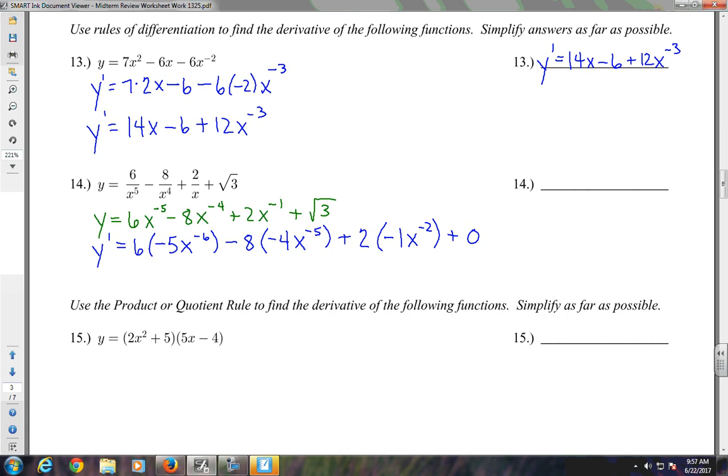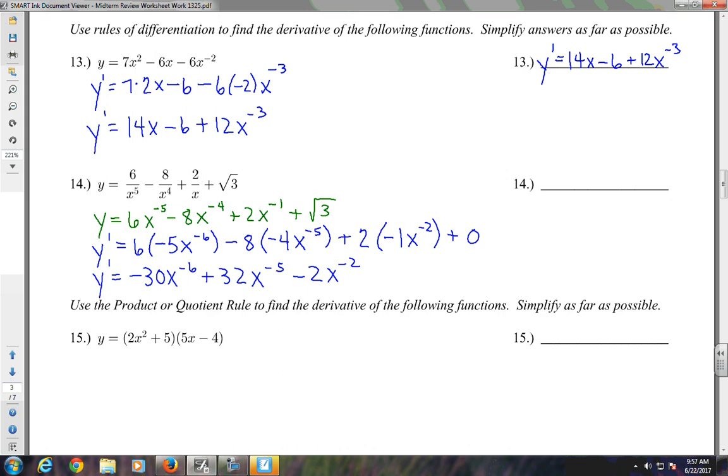Now, let's simplify our derivative on the next step. We're really just going to go through and multiply those coefficients. So 6 times negative 5 gives us negative 30, x to the negative 6th. Next term, negative 8 times negative 4 is positive 32, x to the negative 5th. Third term, we have negative 2, x to the negative 2, and we'll just leave that 0 alone. Now, should you report this answer on your midterm exam, I would give you full credit for that.